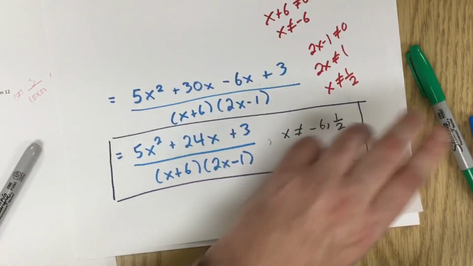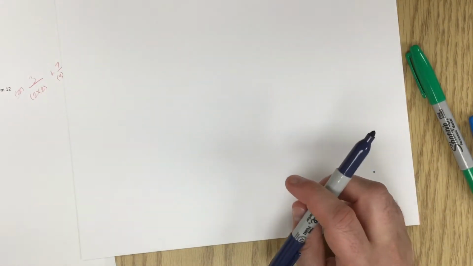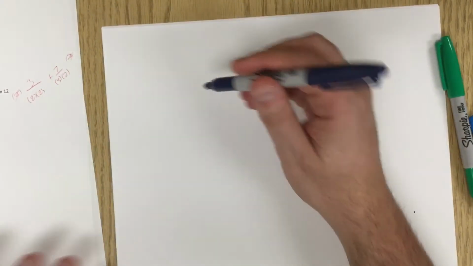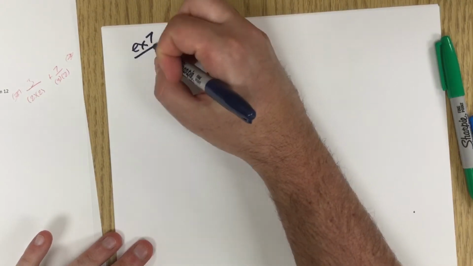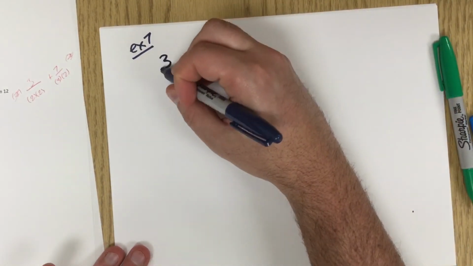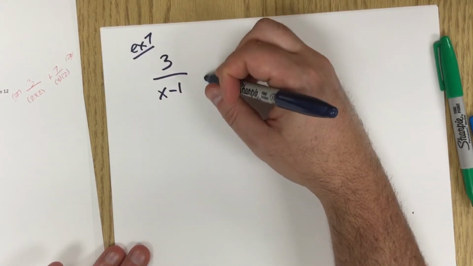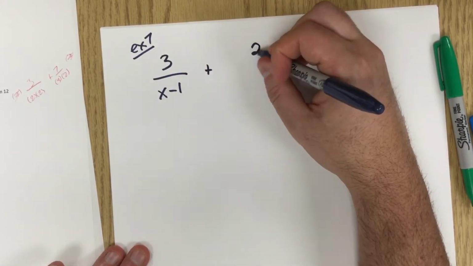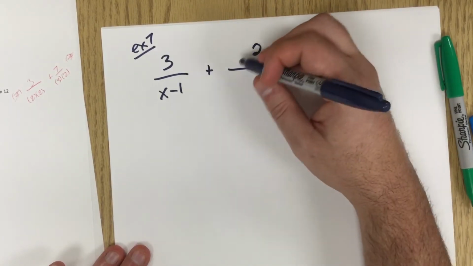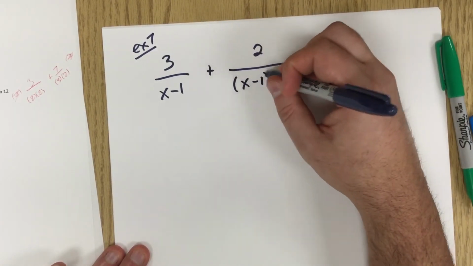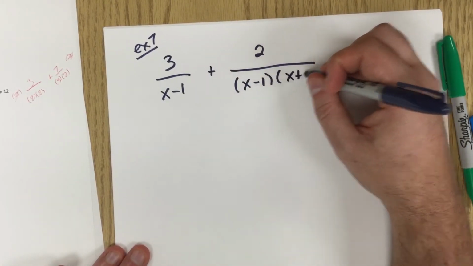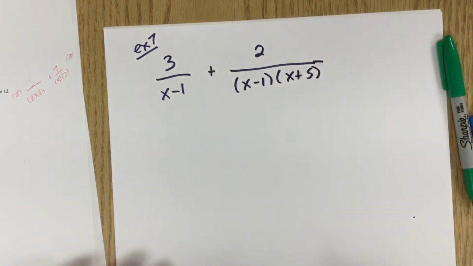These are getting complicated. That was 6, I think. So now we're on example 7. 3 over x minus 1 plus 2 over x minus 1 times x plus 5.